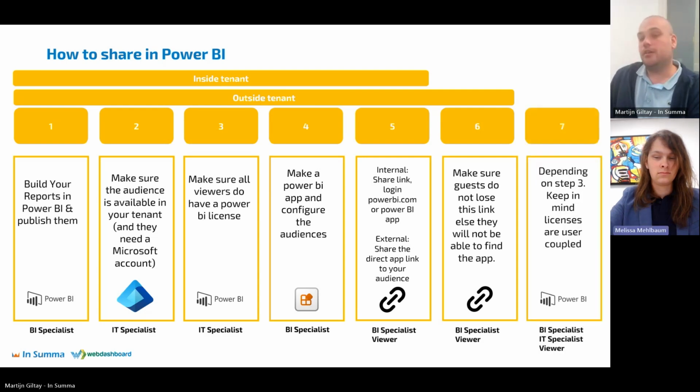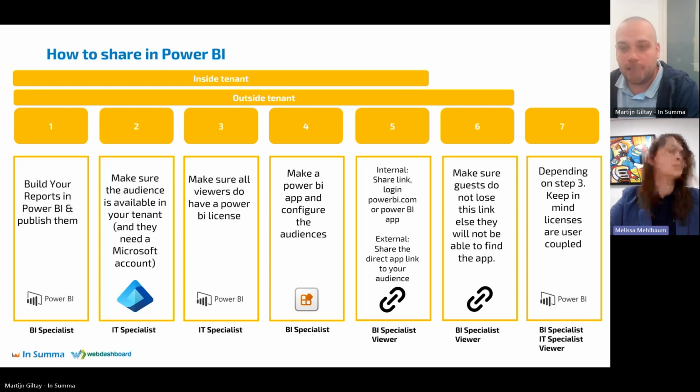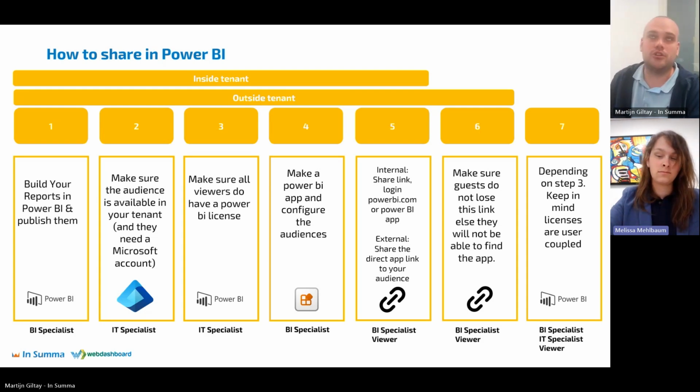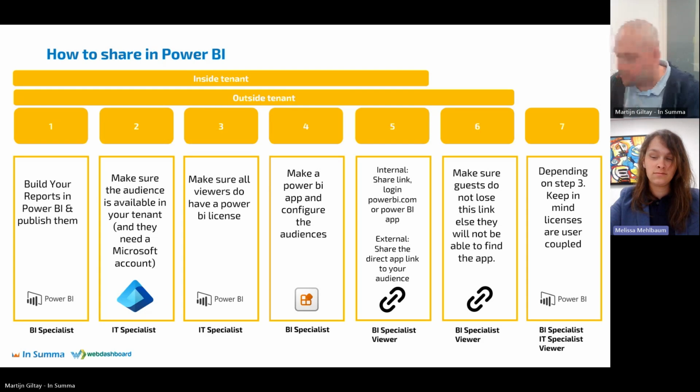And then step 7 depends on step 3. If you go with the per-user option, as Melissa and I did previously, keep in mind those licenses are user-coupled. Meaning, say Melissa says, well, I got another challenge somewhere else, I'm going to leave the company. Okay, Melissa, that's unfortunate, but we understand. I get a new colleague, let's say she's called Floor, and I first need to remove the license from Melissa, remove her account, and add a license to Floor so she can see the report again. So keep that in mind.